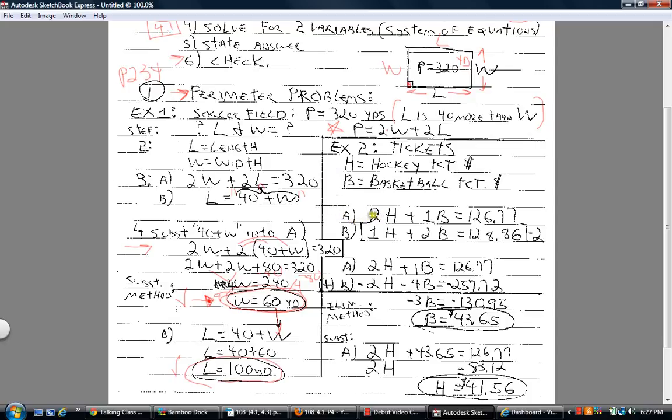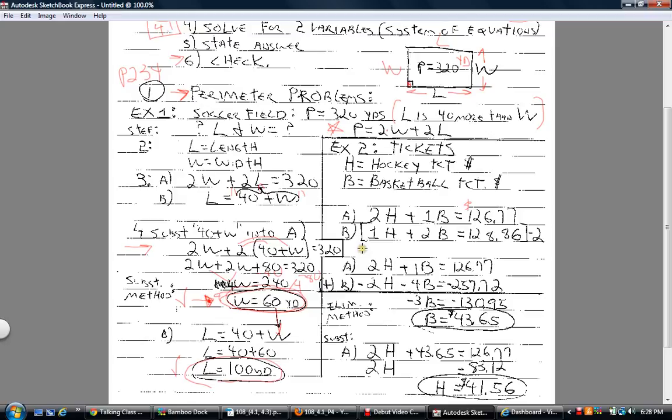They go 2 hockey tickets plus 1 basketball ticket is $126.77. Okay, now you could read the equivalency of in the book here, but just go with mine here. Then they tell you, or you could buy 1 hockey ticket plus 2 basketball tickets equals $128.86. And you go, oh, okay. But then they never tell you how much a hockey ticket or a basketball ticket is, and people can't figure it out. Ta-da! Math scene investigators to the rescue.